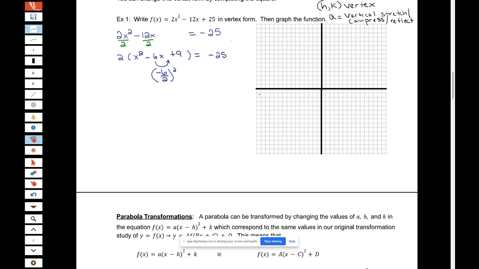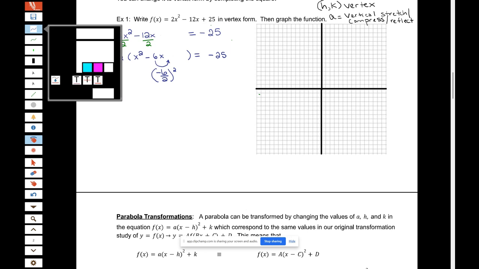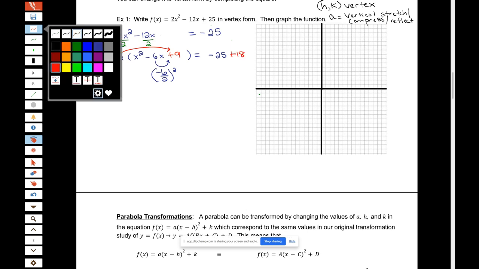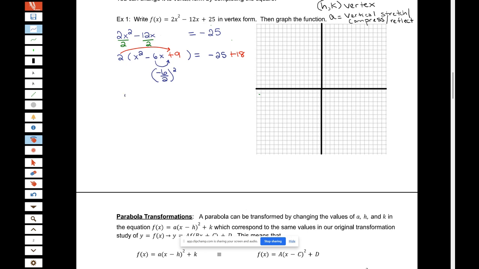So that means I'm going to add 9 here. But I have to keep in mind, not only am I adding 9, I have a 2 outside the parentheses, so I'm really adding 18. So I add 18 to the other side. So I have 2 times x minus 3 squared equals negative 7, or 2 times x minus 3 squared plus 7 equals 0. So my equation of this parabola is right there.